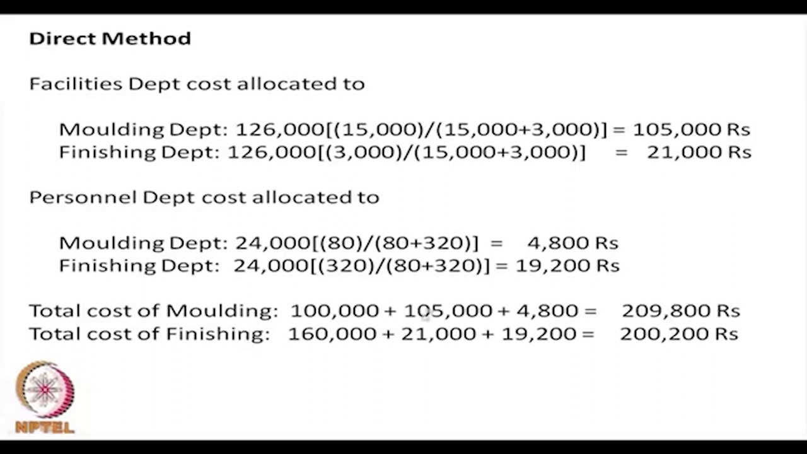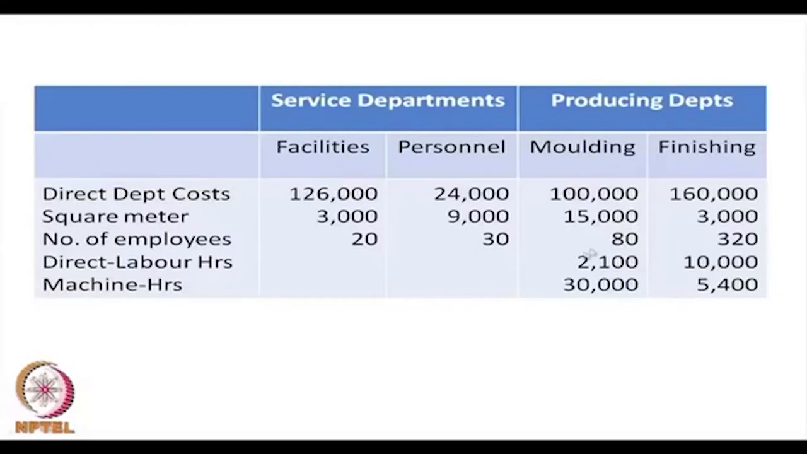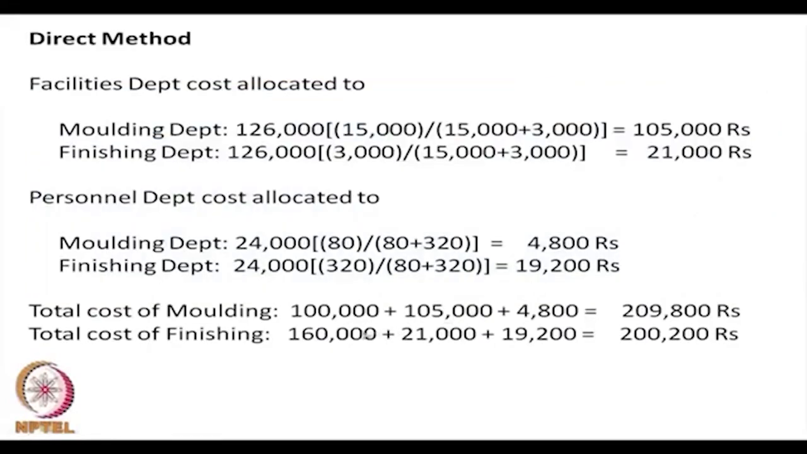Similarly, the total cost of finishing is 21,000 here, 19,200 here, and the direct cost of finishing department, which is given here, is 160,000 rupees. So, when you add these three, it comes to 200 rupees.